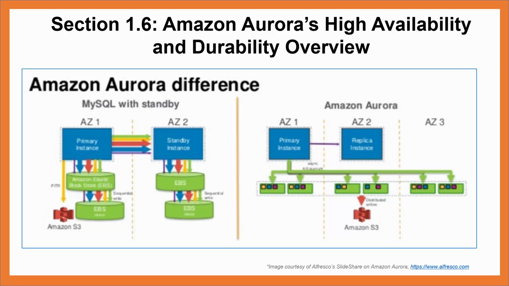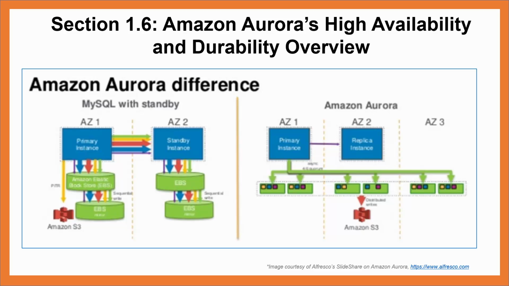Looking at the differences in the architectural diagrams of MySQL with Standby versus Amazon Aurora, you'll notice the following differences. In MySQL with Standby, in Availability Zone 1 is the primary instance, and in Availability Zone 2 is the Standby instance. There's synchronous replication between these two instances, noted by the many colored arrows between them. Both of them use sequential writes to the Elastic Block Store using mirrors, and only the primary instance backs up to Amazon S3 for point-in-time recovery, which is done sequentially, where a DBA can then restore the database from backups.